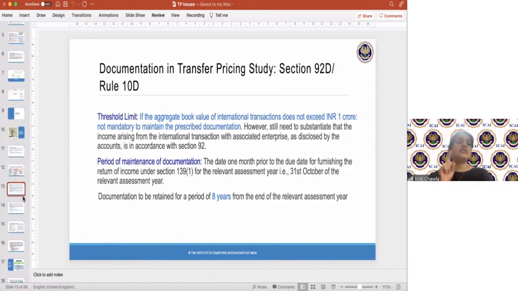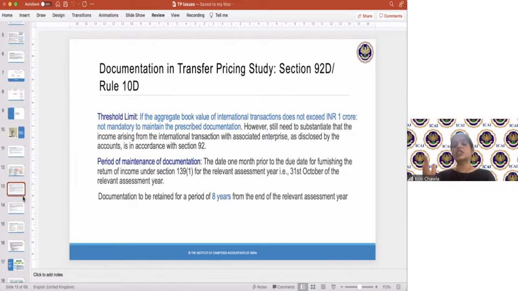So what you have to do is calculate the value of all the international transactions with whatever AEs, and see what the value is. If the value is more than 1 crore rupees, and honestly, in international transfer pricing, 1 crore rupees is not a very big deal. It's not a very high threshold. So the moment this threshold is crossed, you'll have to maintain something called a TP study.